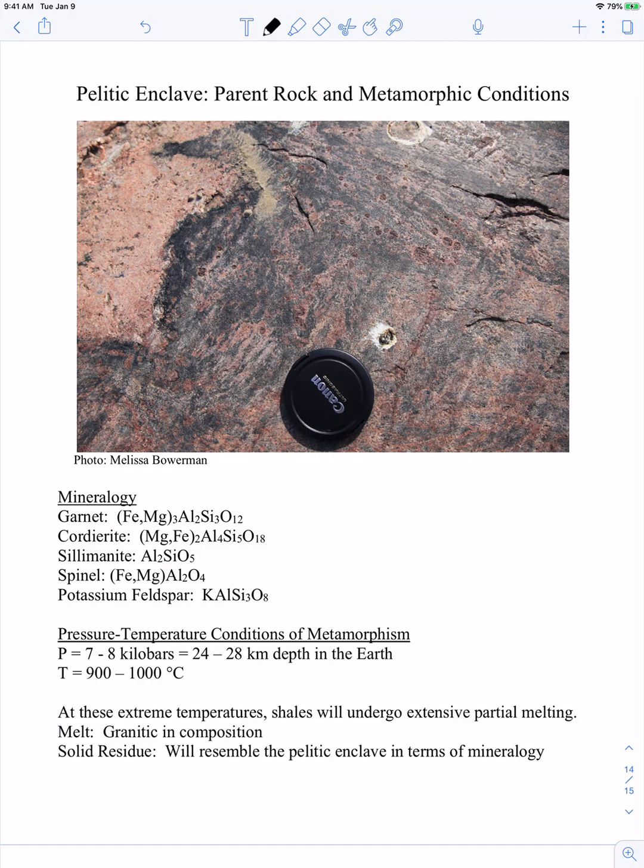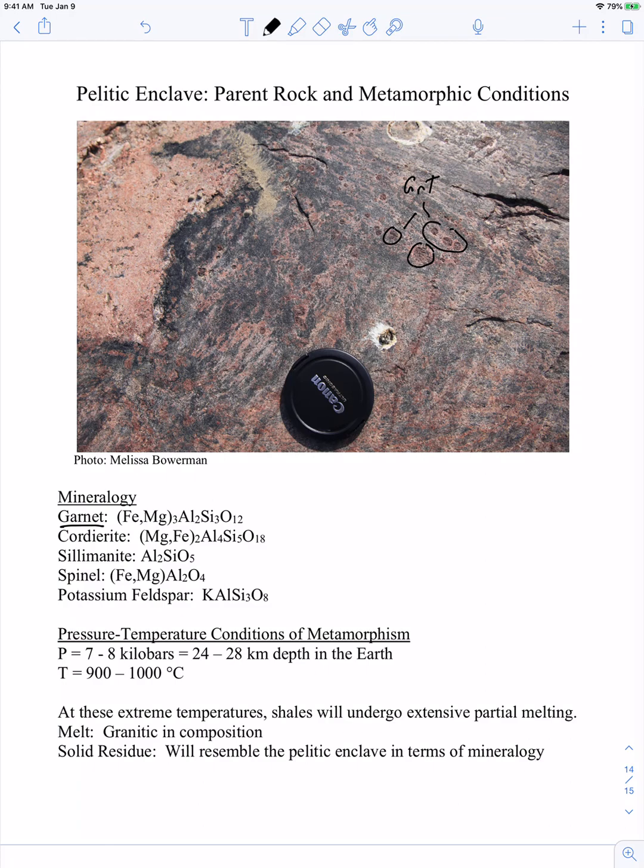A clue to what the parent rock might have been comes from the composition of the minerals that make up the politic enclave today. There's several minerals in that photo that you can make out with the naked eye. The first mineral has a roughly circular shape and it has a blood red color. There's 3 grains of that mineral. Here, there's a very large grain right there. There's another grain right there. All of those are grains of the mineral garnet. Garnet has a blood red color. So this rock, the politic enclave, is rich in garnet.